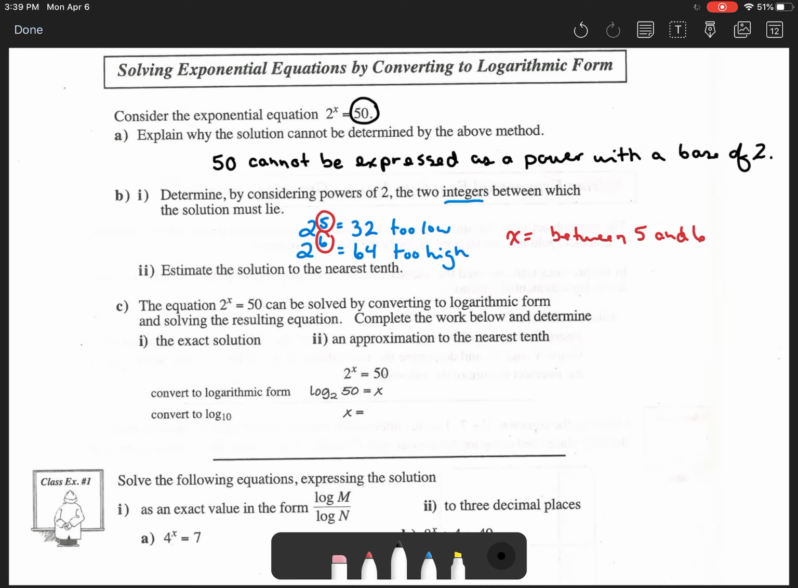So if I go, for example, 2 to the exponent of, say, 5.5, that's 45 and a bit. If I go 2 to the exponent of 5.6, you'll see that that's 48 and a half. 2 to the exponent of 5.7, well, that's past 51. So the answer is approximately, to the nearest tenth, about 5.6. So 2 to approximately the exponent of 5.6 will give us 50.